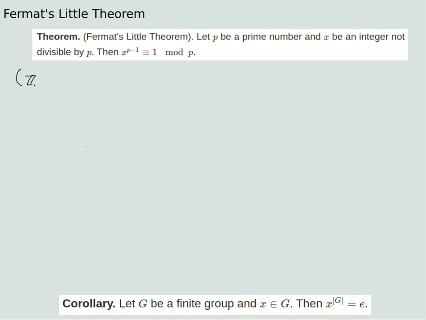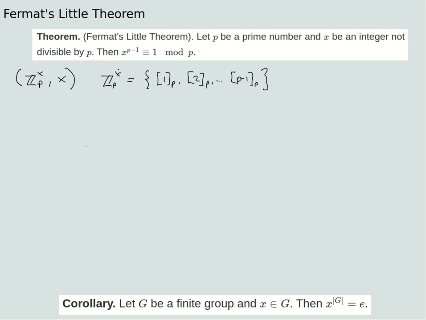You'll remember that Z_p cross under multiplication was a group, and the set Z_p cross consisted of the equivalence classes: class of 1 mod p, class of 2 mod p, and so on up to the class of p minus 1 mod p. So all the equivalence classes in Z_p except for the equivalence class of 0, which as you'll remember consists of all the multiples of p.